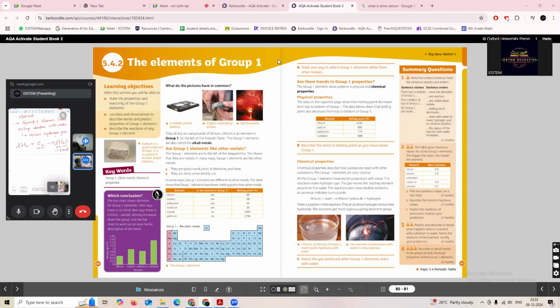Because how will you make the hydrogen gas? From this group 1 reaction. If you put an element of group 1 into water, it will form an alkaline solution, meaning the hydroxide of the element, and hydrogen gas. Let's say if you put lithium into water, it will form lithium hydroxide plus hydrogen gas.